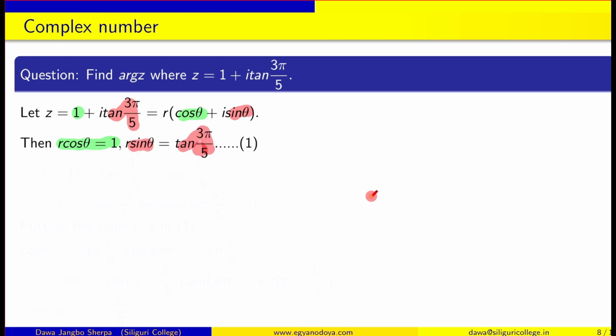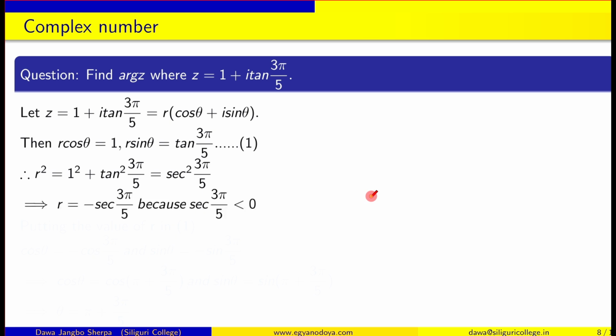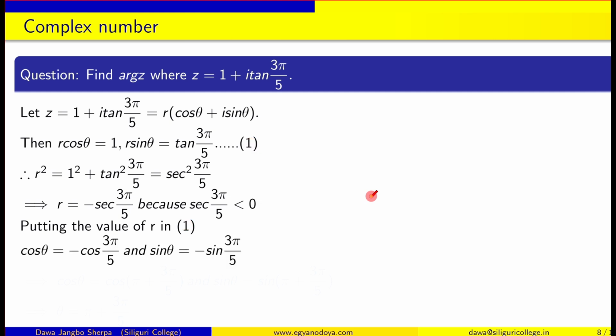Now r square is equal to 1 square plus tan square 3 pi by 5, that we have already done, which is equal to sec square 3 pi by 5. That means r is equal to minus sec 3 pi by 5, because I already told you that sec 3 pi by 5 is less than 0. Putting this value of r in the first relation, we will get cos theta equal to minus cos 3 pi by 5.